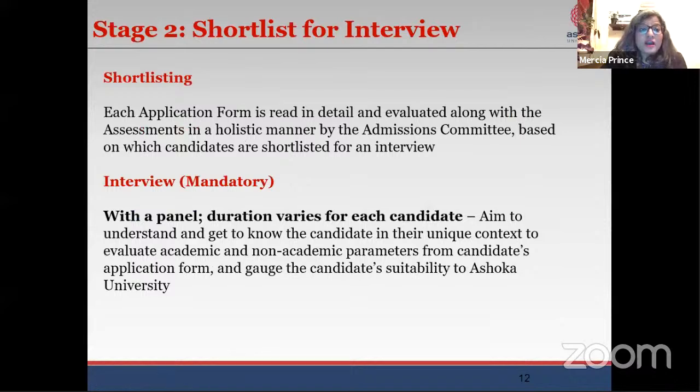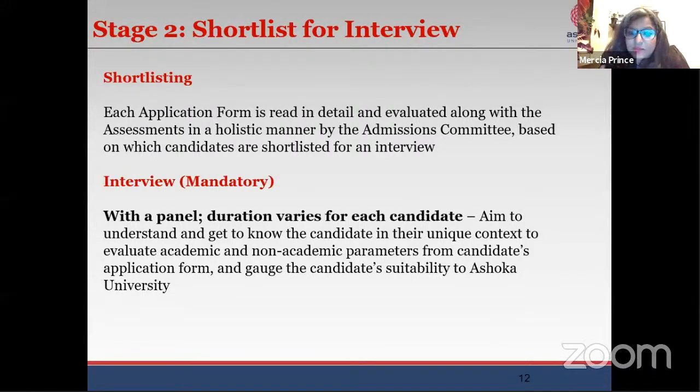Moving on. We shortlist based on your assessments and based on your application form, your academic and non-academic parameters. There's a complete and thorough evaluation by the admissions committee, post which you get shortlisted for an interview with a panel. Usually, I would say around 30 to 40 minutes is what you can budget your time for. The good part is we let you pick your interview date.